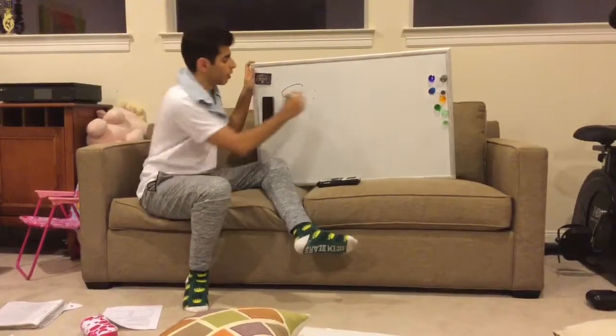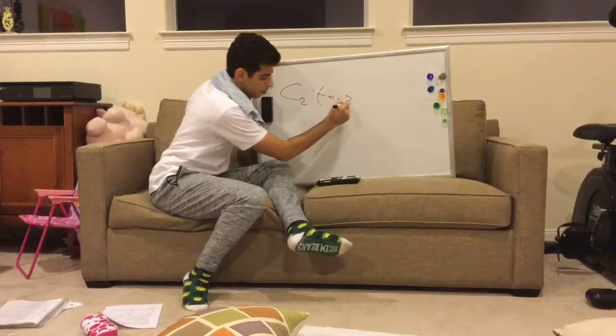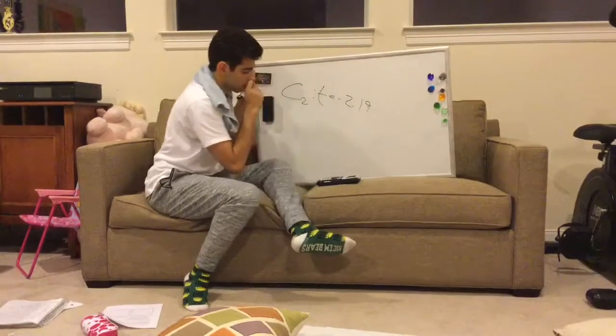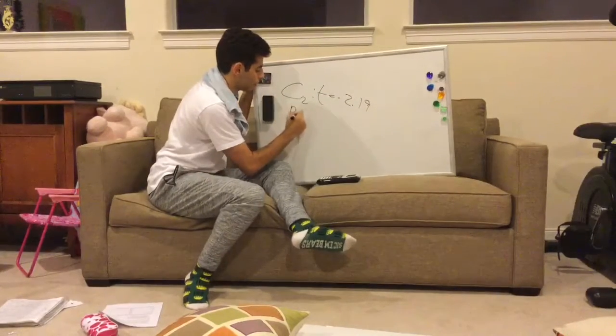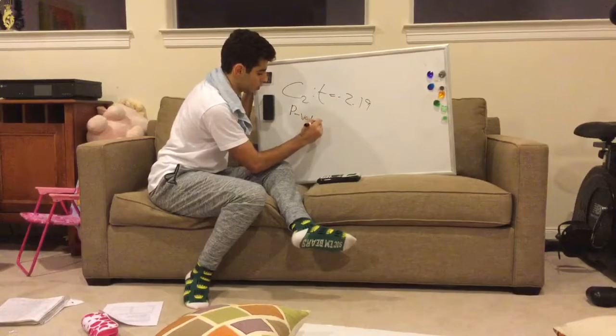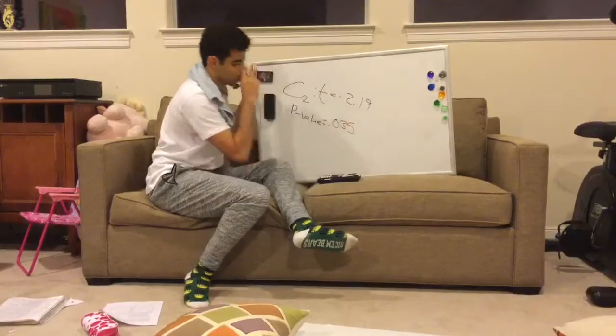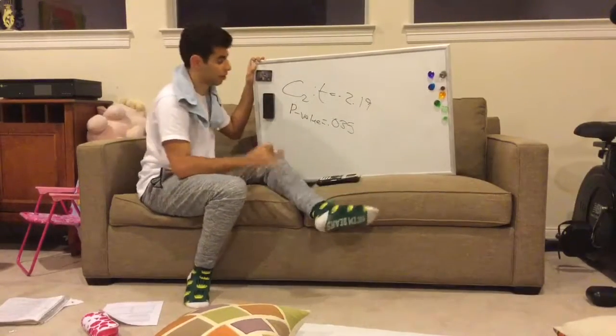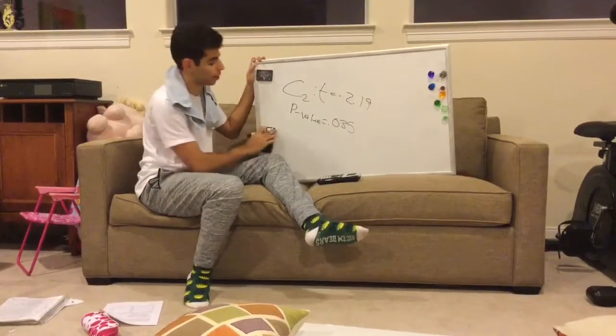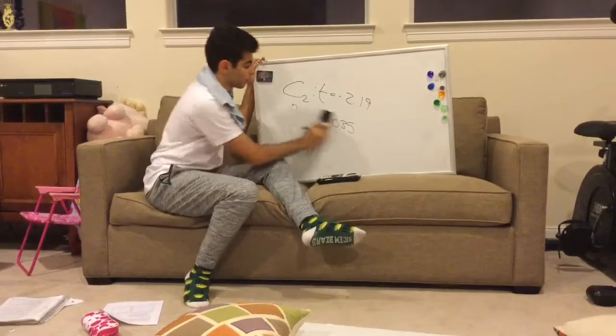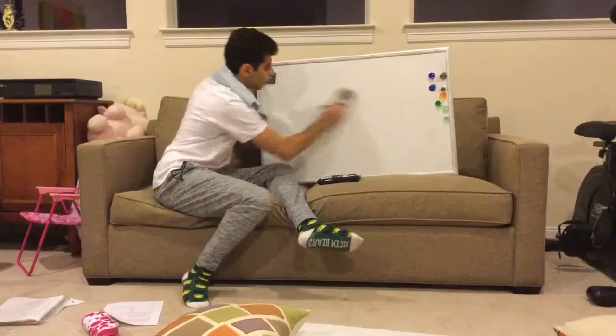What we get is t equals negative 2.19, and our p-value is going to equal 0.035. The p-value is looking kind of small. So here's our calculate.